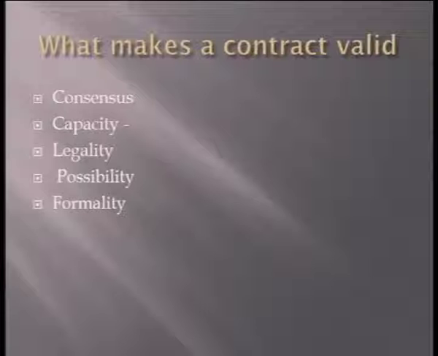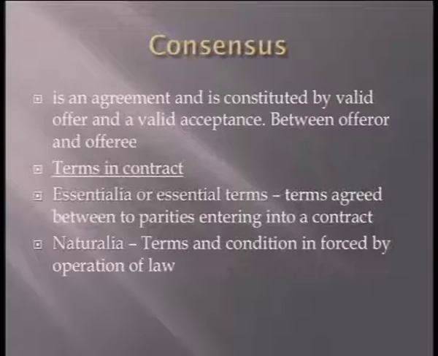What makes a contract valid? A contract is made up of these categories: consensus, capacity, legality, possibility, and formality. Those are the things that make a contract valid. If one of these is not a part of a contract, that contract is void. That contract is not in force.